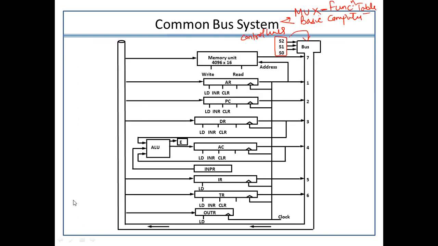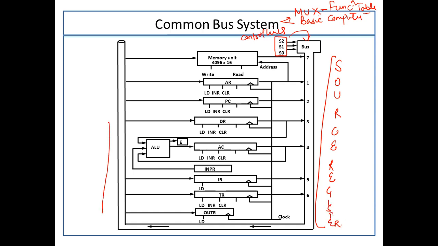The other point that you can easily determine from here is that the data is moving from the source register. Now, any of these registers, which is part of the common bus system, can be the source register. So this entire side will consist of the source registers, and this entire side is nothing but the destination registers. So this is important to understand.